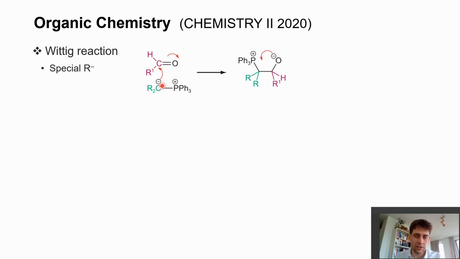So the electron density from our carbanion attacks here at our carbonyl component. The electron density from the pi bond goes to the oxygen atom, and then we end up with something like this. That's called a betaine structure, and we have a negatively charged oxygen atom here and a positively charged phosphorus atom in direct vicinity to each other.